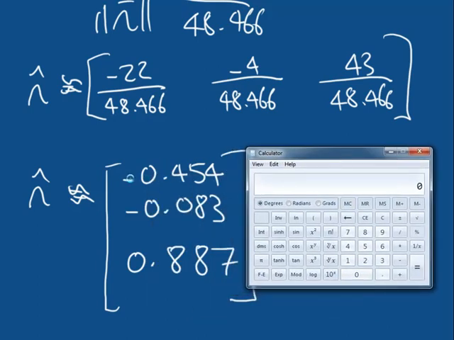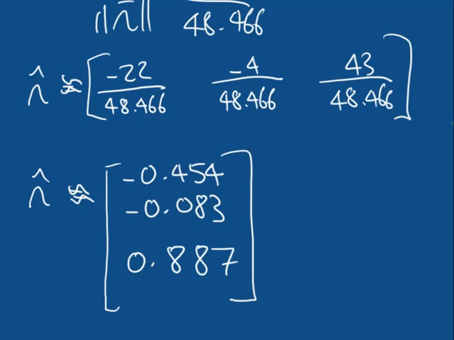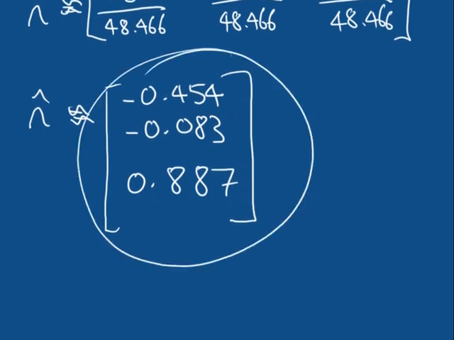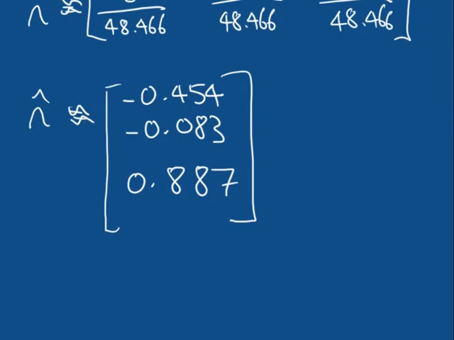I know the square of negative 0.454 is the same as the square of 0.454, so I'm going to say 0.454 squared plus 0.083 squared plus 0.887 squared. That's equal to 0.999, so very close to 1, which means the square root is very close to 1. Therefore, the length of n is approximately 1. So this is the normal vector, the unit normal vector for our triangle.